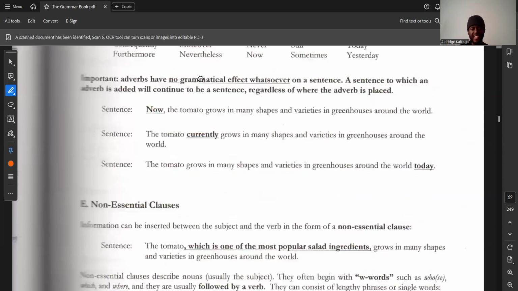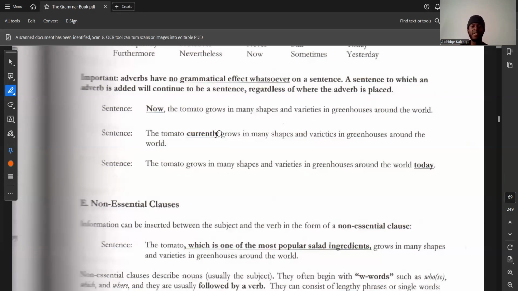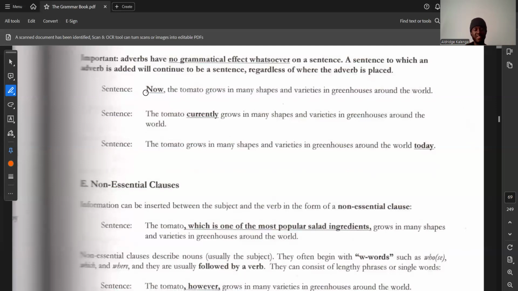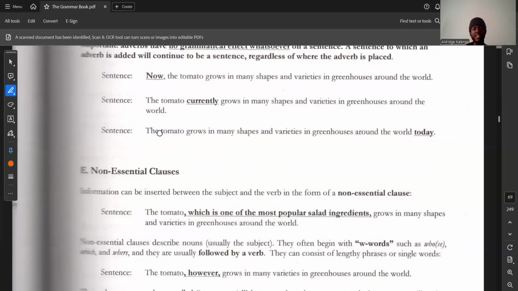Now, I already said this, remember, adverbs have no grammatical effect whatsoever on a sentence. A sentence to which an adverb is added will continue to be a sentence regardless of where the adverb is placed. So now this is just more examples of that. The tomato grows in many shapes and varieties in greenhouses around the world. The tomato currently grows in many shapes and varieties in greenhouses around the world. So this one was at the beginning, this is in the middle, this is at the end. The tomato grows in many shapes and varieties in greenhouses around the world today.